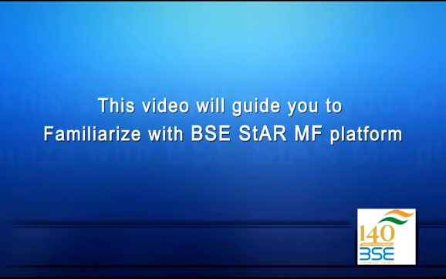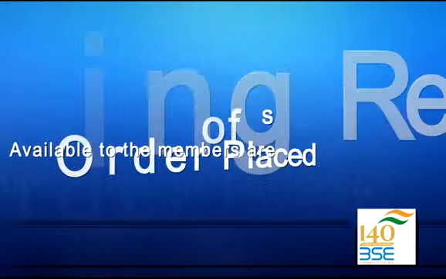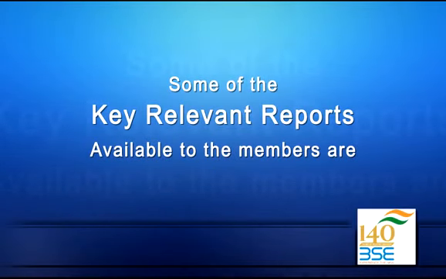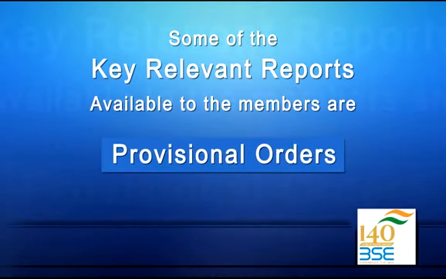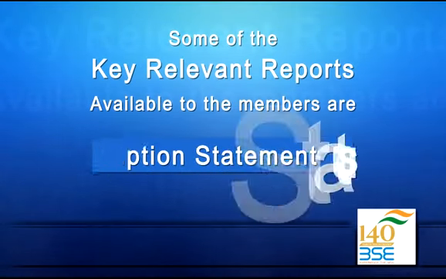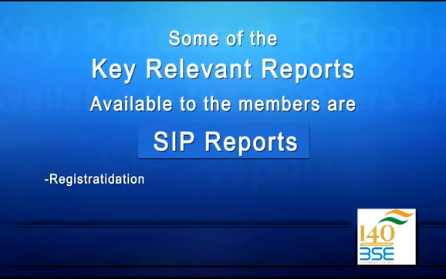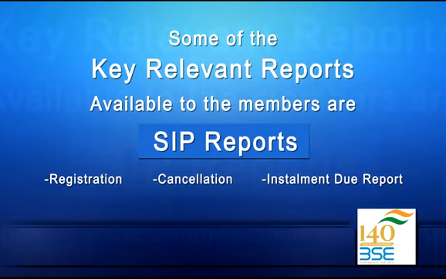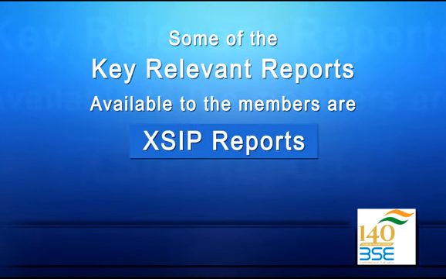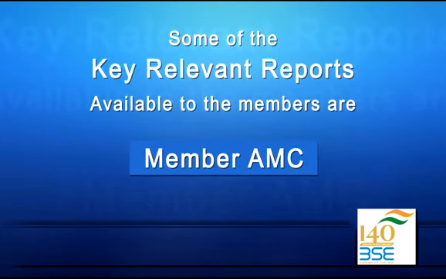In this section, we will guide you to familiarize with the BSE Star MF platform for generating reports of the orders placed. Some of the key relevant reports available to the members are provisional orders, order confirmation note, order log, order status, client fund obligation, redemption statement, allotment statement, SIP reports where you have registration, cancellation and installment due reports, ex-SIP reports where you have registration, cancellation and installment due reports option, and member AMC mapping list. Members can view the name of the AMC for which they can place orders from their terminal.